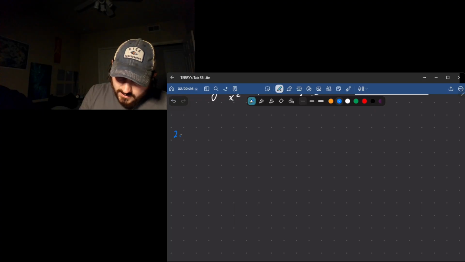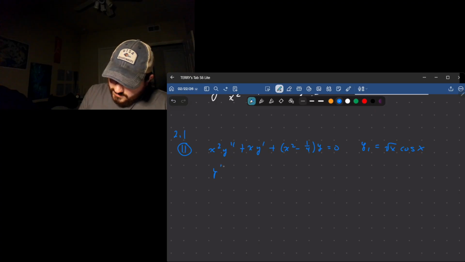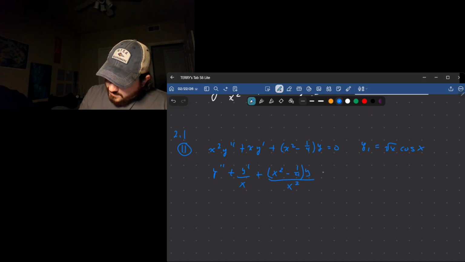If you use the Edwin Kreyszig book, this is section 2.1, question 11 of the homework. And this one is going to be x squared y double prime plus xy prime plus x squared minus 1 over 4 times y equals 0, where y sub 1 is equal to the square root of x times cosine of x. Now, we're going to do the same thing we had to do last time and divide our y double prime term through. So we get y double prime plus y prime over x plus (x squared minus 1/4) y divided by x squared, and all of that equals 0.